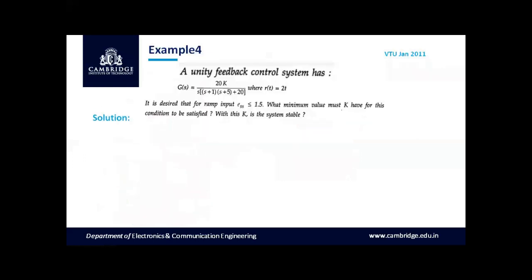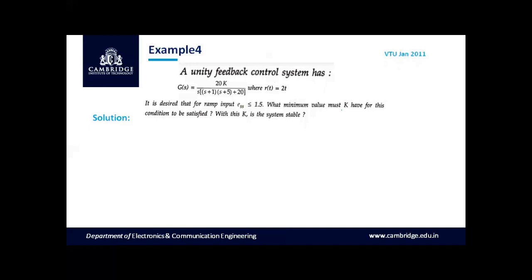Let us try out with one more example problem. A unity feedback control system has G of S is equal to 2k divided by S of S plus 1 into S plus 5 plus 20, where R of t equal to 2t.